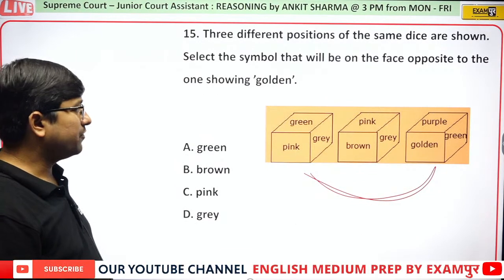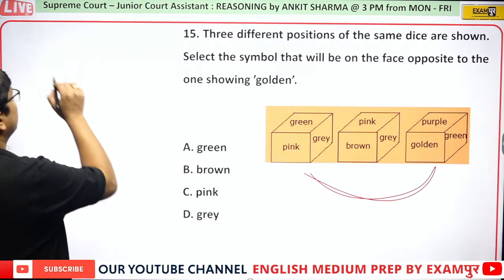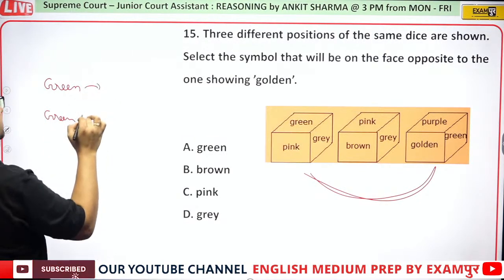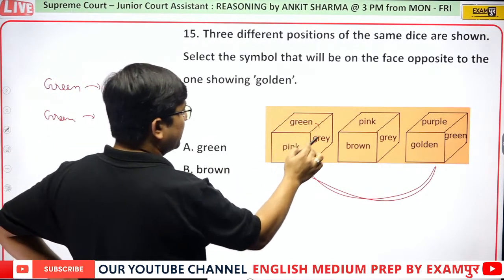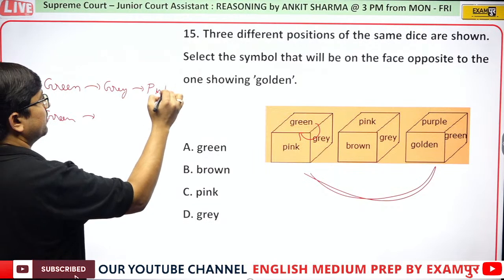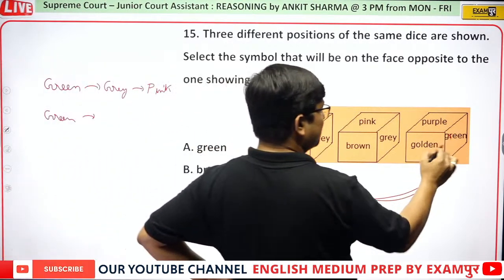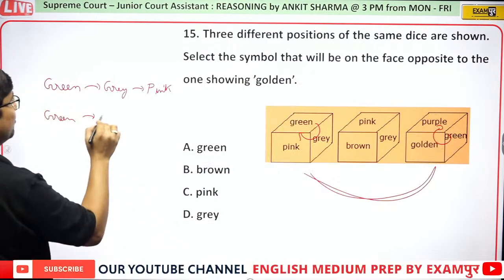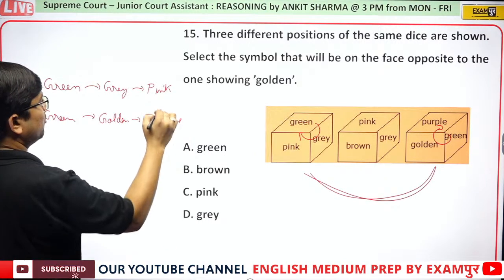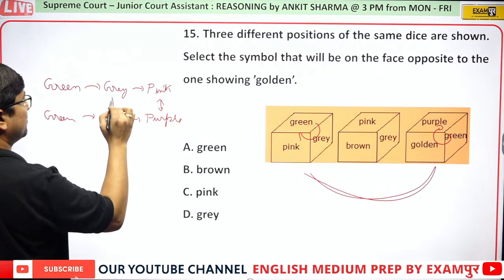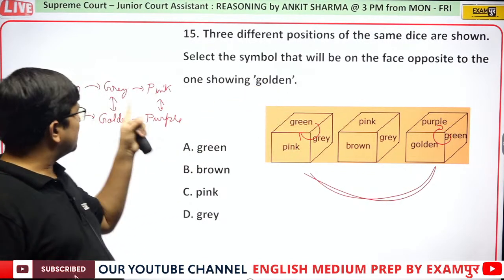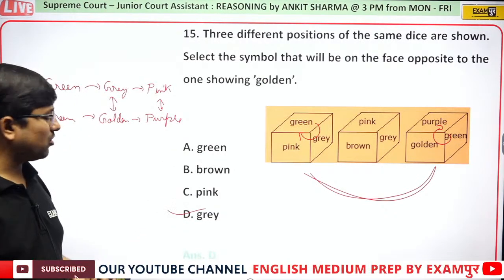Okay. So now if green is common in them, let us start with green and go in clockwise direction. You can also move in anti-clockwise direction. It's your choice. So from green it's gray and then pink. From green it's golden and then purple. Now see, opposite to pink is purple, opposite to gray is golden, and now opposite to golden is asked. We are getting gray. So we have got the answer, option number D, gray.